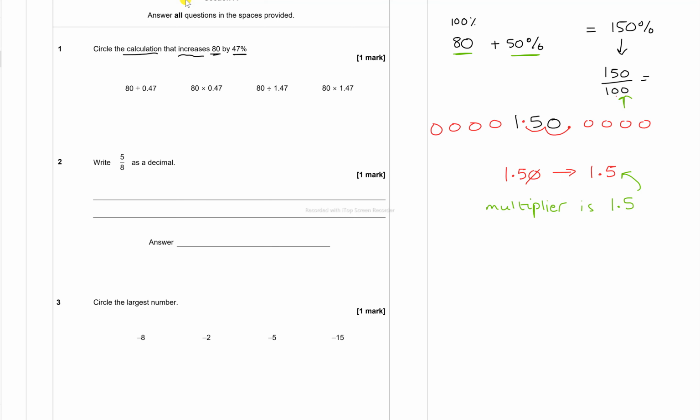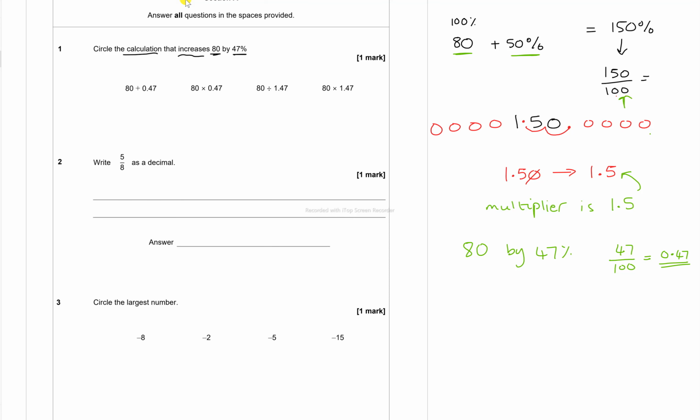Okay, so now I want to increase 80 by 47%. So how do I write 47%? 47%, how do I divide that? Using that method, I get 0.47. It's the same method, yep.